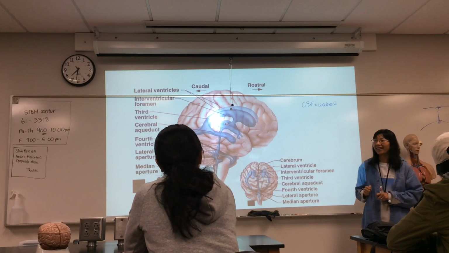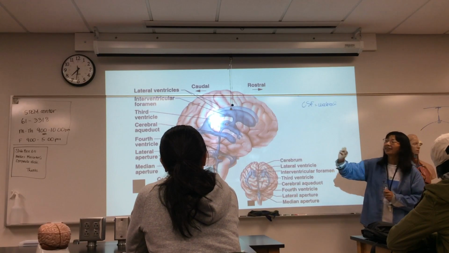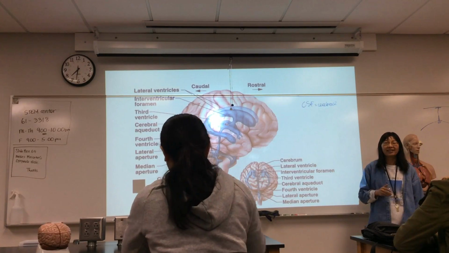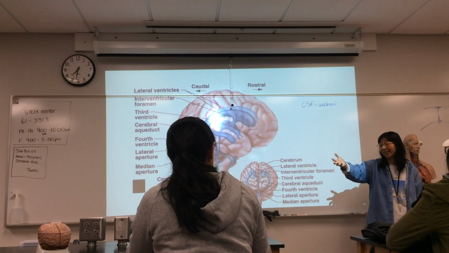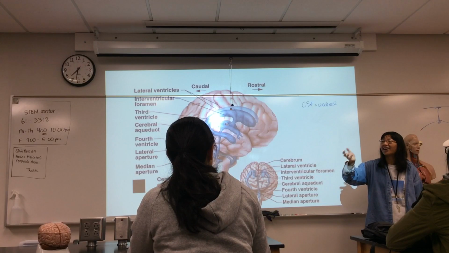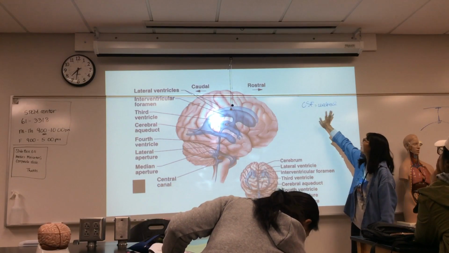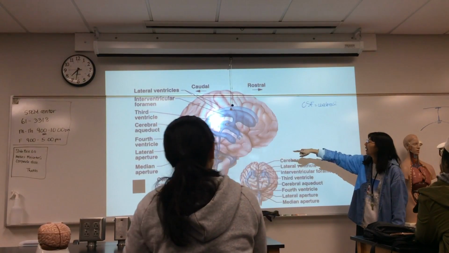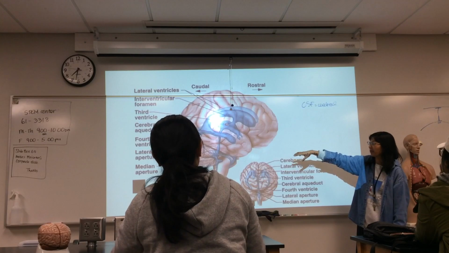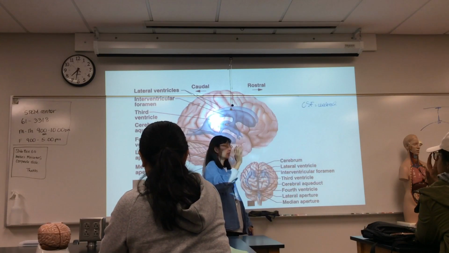Well, guess what? In the brain, we also have fluid. We call it CSF. And if you have to guess, where do you think it came from? Blood plasma. Bingo. And so we're going to talk about that in a lecture in a little while. But for now, it's called CSF, and it's found in the ventricle system.